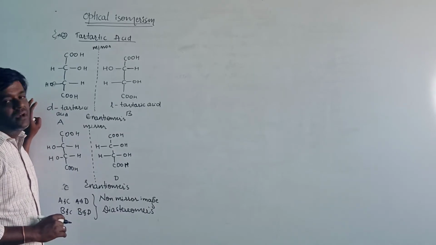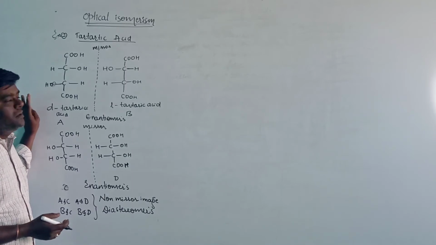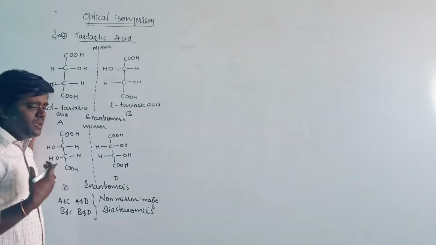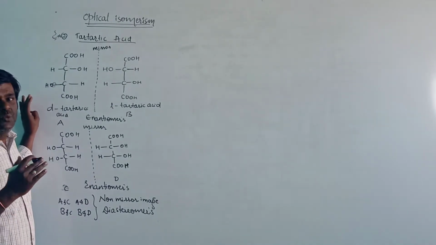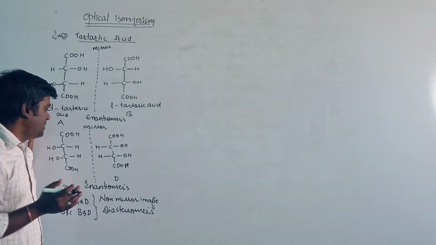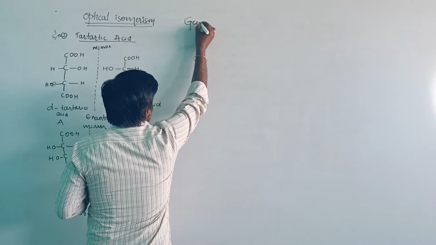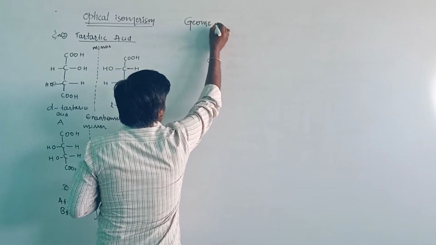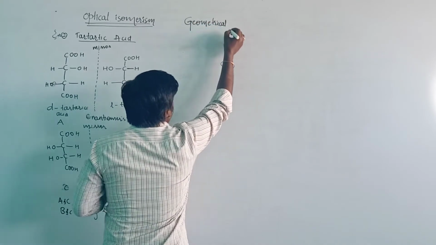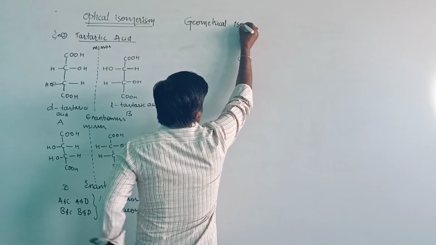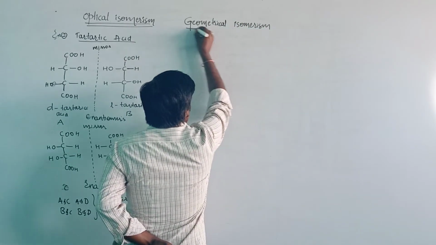For examples, the first one I have taken is lactic acid and the second one is tartaric acid. Then let us see another type of stereoisomerism. The second type of stereoisomerism is geometrical isomerism.